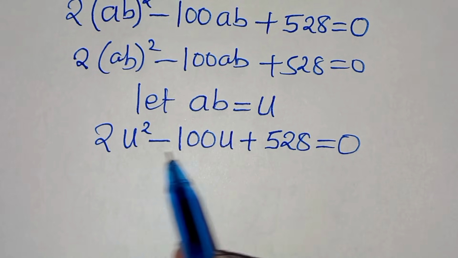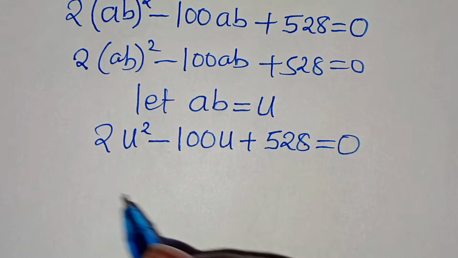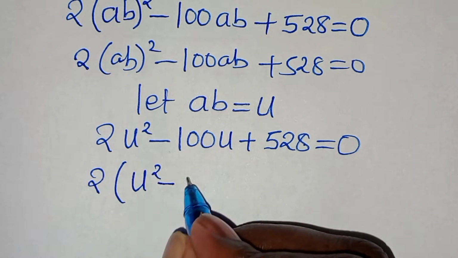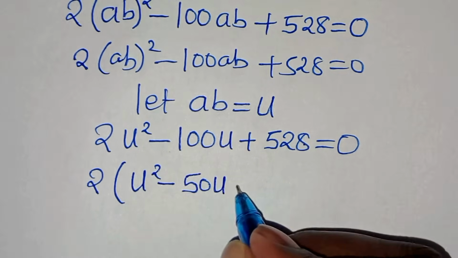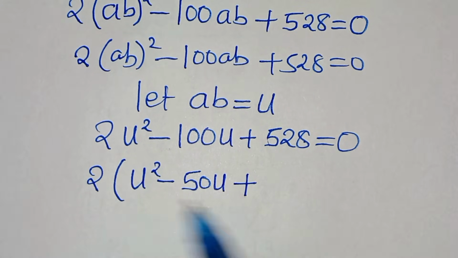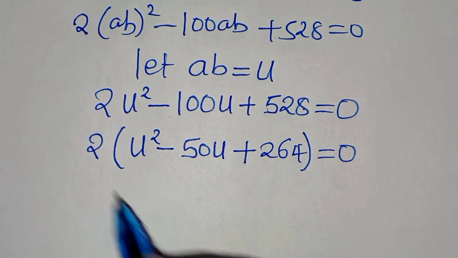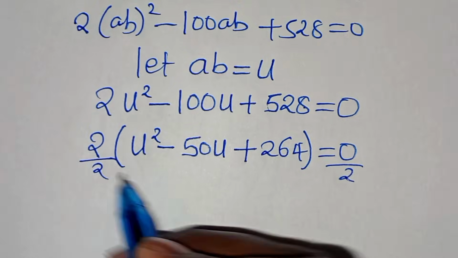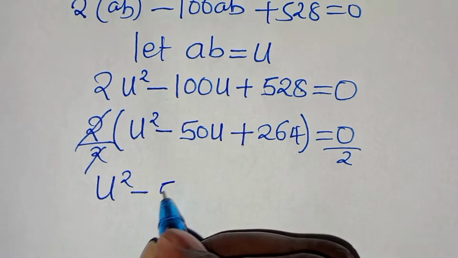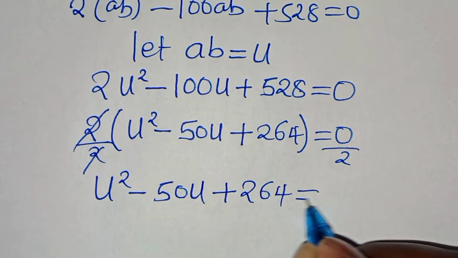Now this is a quadratic equation here. We have that 2 is common. We can factor out 2, so that now this is u to the power of 2 minus 50u, then plus 528 divided by 2, and this is equal to 264. This is equal to 0. So we can divide both sides by 2, so that now we have u to the power of 2 minus 50u plus 264. This is equal to 0.